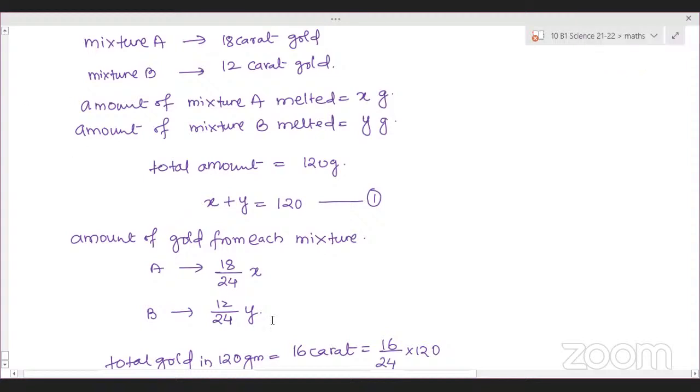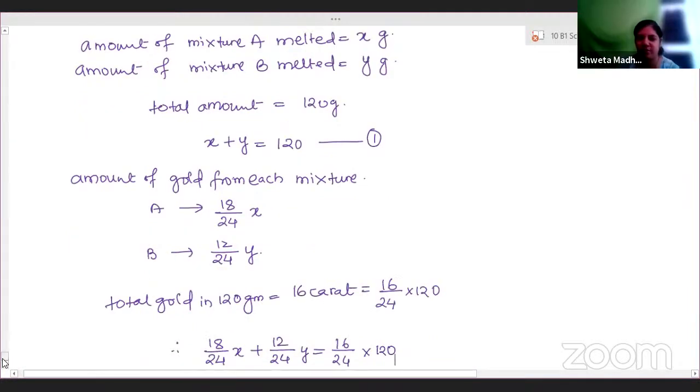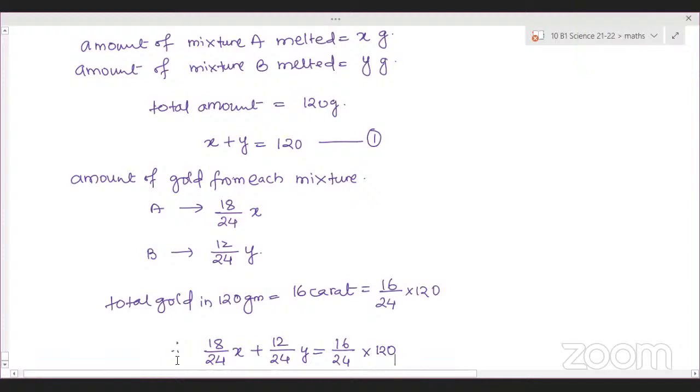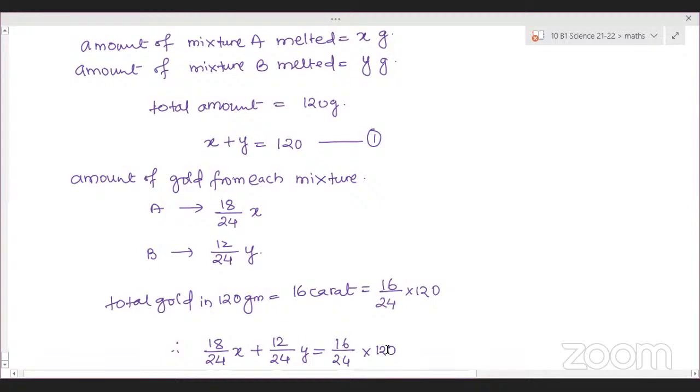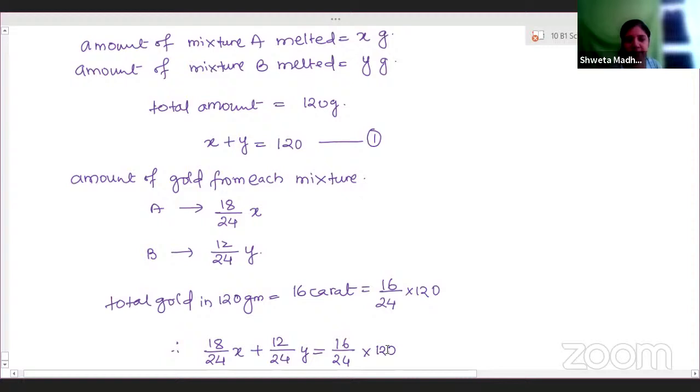So we can just omit the 24s, right? Because all of them are in the denominator, all of them are 24. You can remove that. So 18x plus 12y is equal to 16 into 120 you will get. And divide everything by 6. X is 80, right? Yes. X is 80 and y is 40.